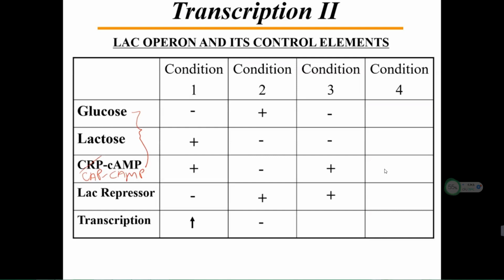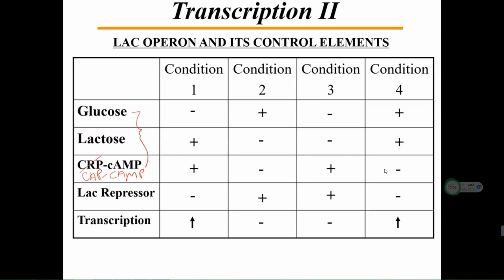And finally, in the 4th condition, where we have everything present, so we have glucose present and we have lactose present, this means that the CAP protein is not bound to cyclic AMP and not binding upstream of the RNA polymerase promoter region. All right, and because we have lactose, we have allolactose present, which will bind to our repressor and cause it to dissociate. And again, because our repressor is not bound, we're going to have transcription of the lac operon in condition number 4.